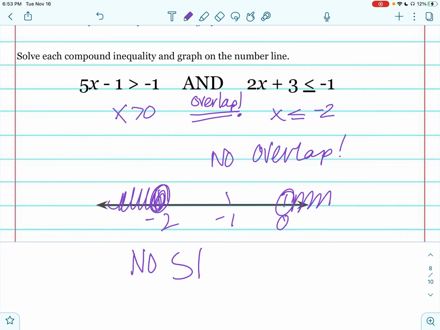Spell that right, Mrs. Vogt. Okay, so when it's an and there is no overlap, there is no solution.